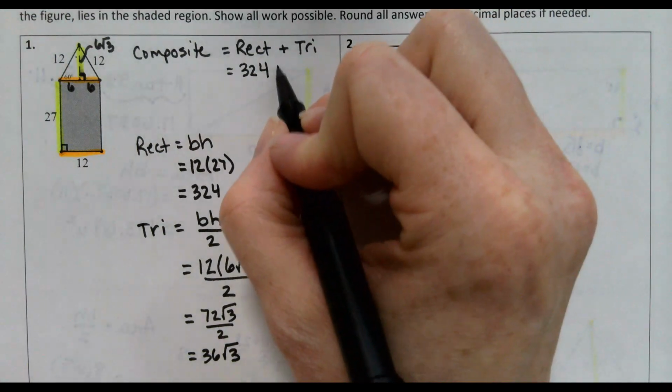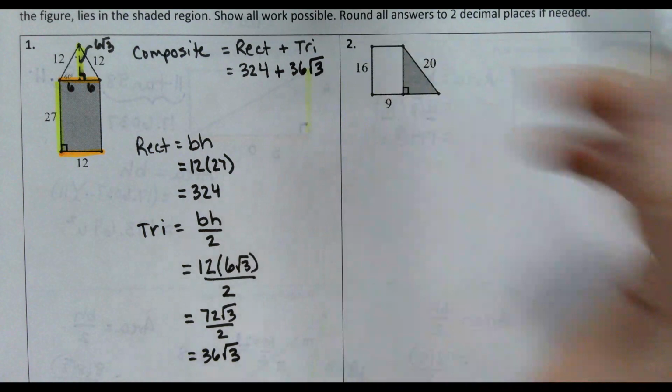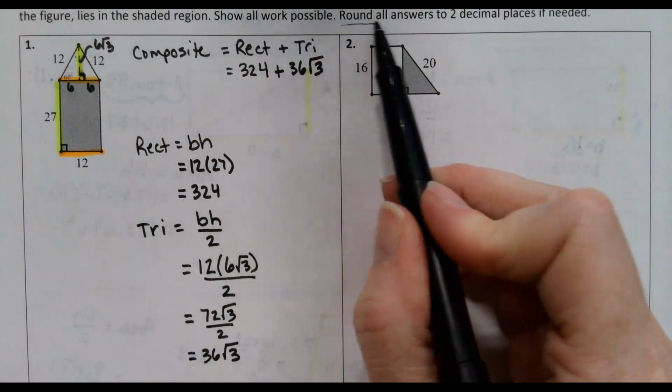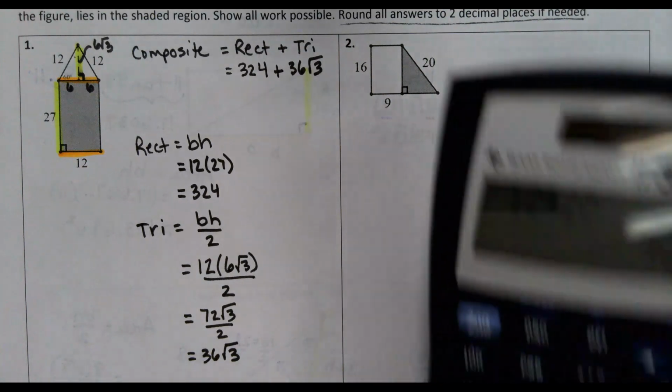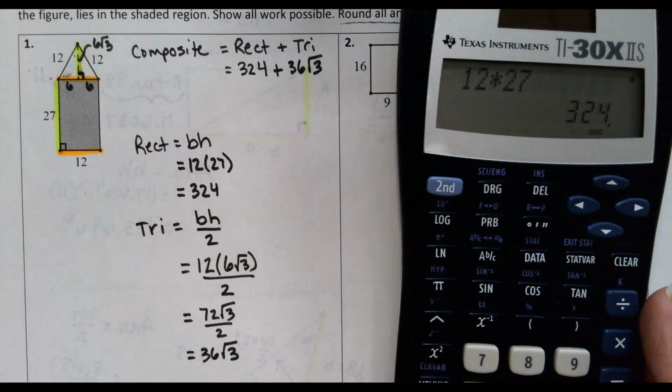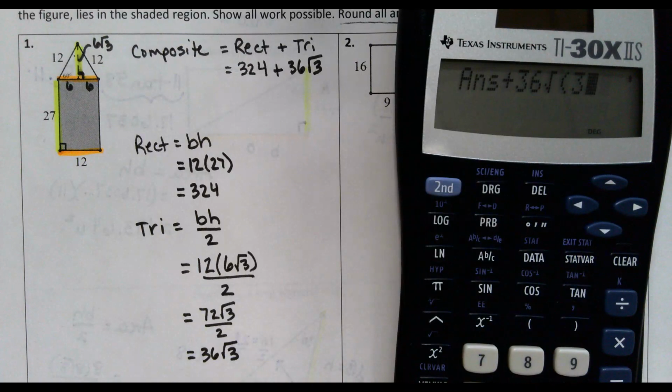I'm going to go ahead and add 36 root 3 to that. And then if we double check, it does say round all answers to 2 decimal places if needed. And I'm glad that it says that, because in order to add 324 to 36 root 3, I'm definitely going to be rounding.